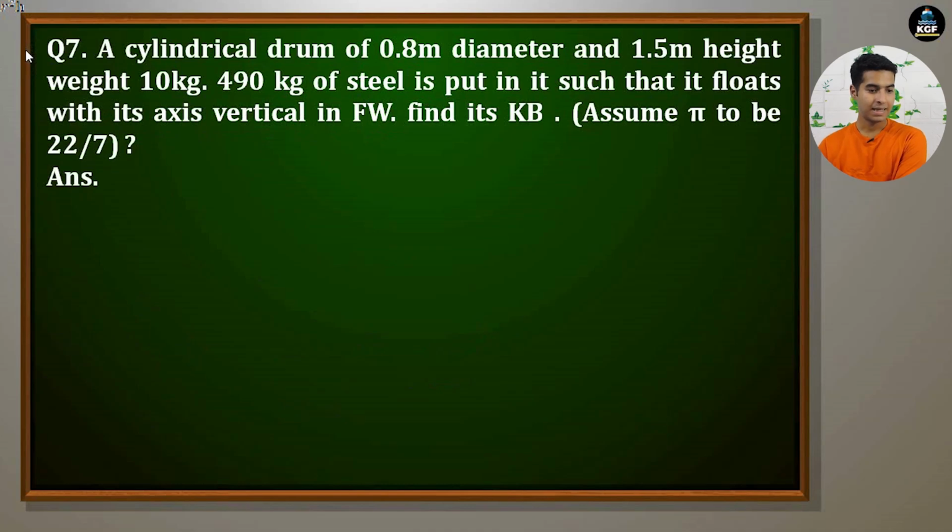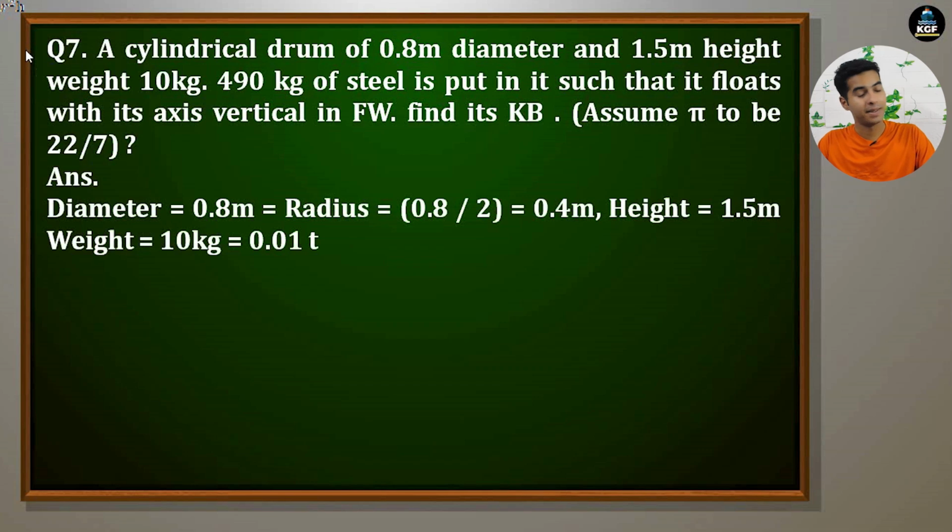Question 7 says that a cylindrical drum of 0.8 meter diameter and 1.5 meter height, weighing 10 kg, has 490 kg of steel put in it such that it floats with its axis vertical in fresh water. Find its KB. Assume pi to be 22 by 7. Okay, so diameter is 0.8 meters, which means radius will be 0.4. Height is 1.5. Now guys, in stability, we always talk about the displacement in terms of tons. But in this question, the unit of the weight is given in kilograms. So we have to convert from kilograms to tons.